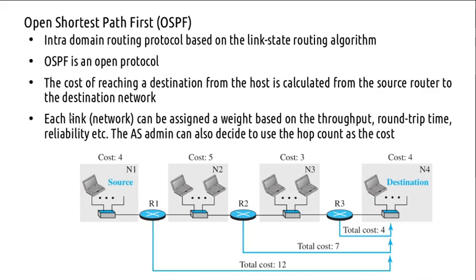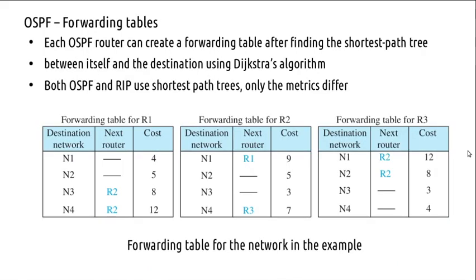And this Open Shortest Path First doesn't restrict itself to 15 hops like RIP. RIP has a limitation of 15 hops. Here such a restriction is not there. It's supporting variable length autonomous systems. So the forwarding table.